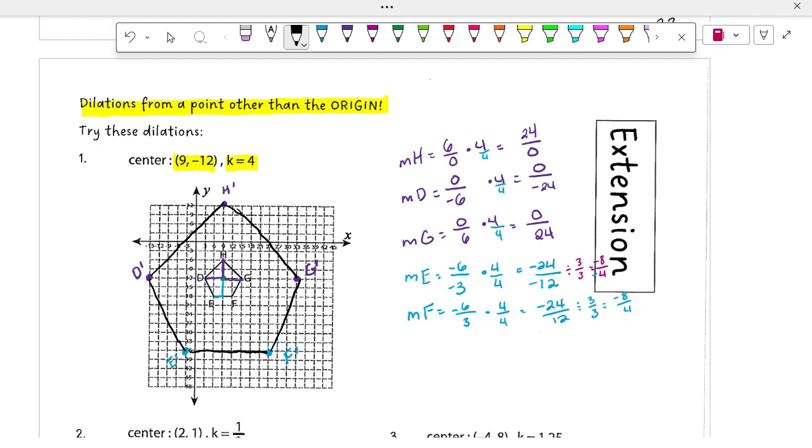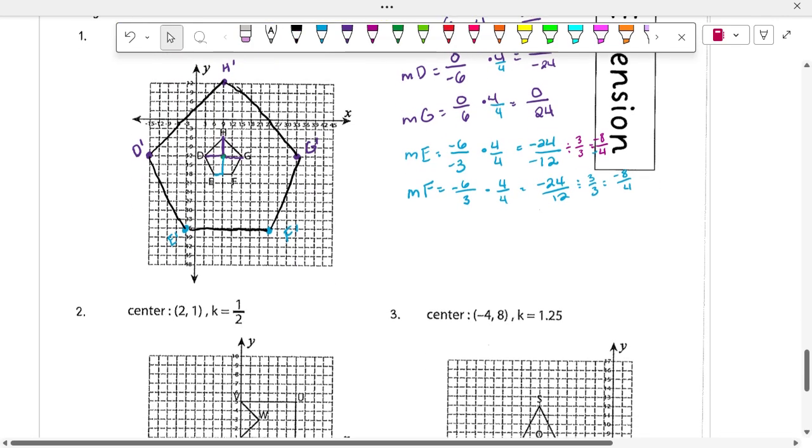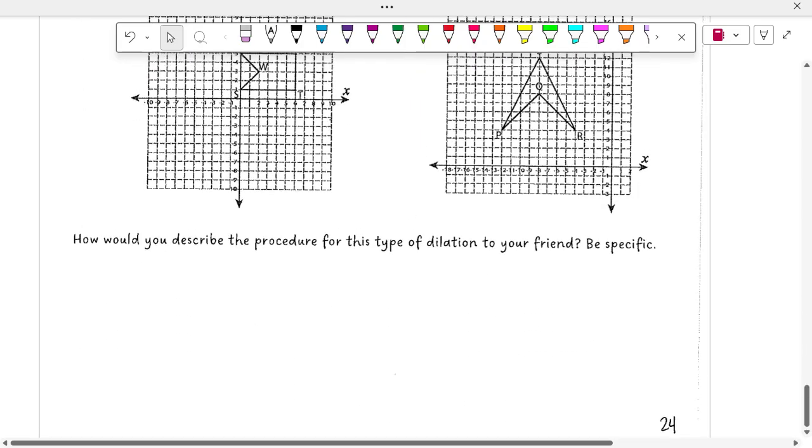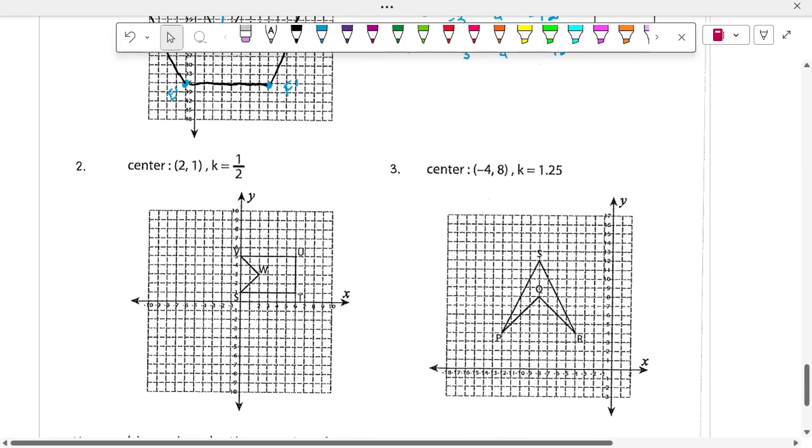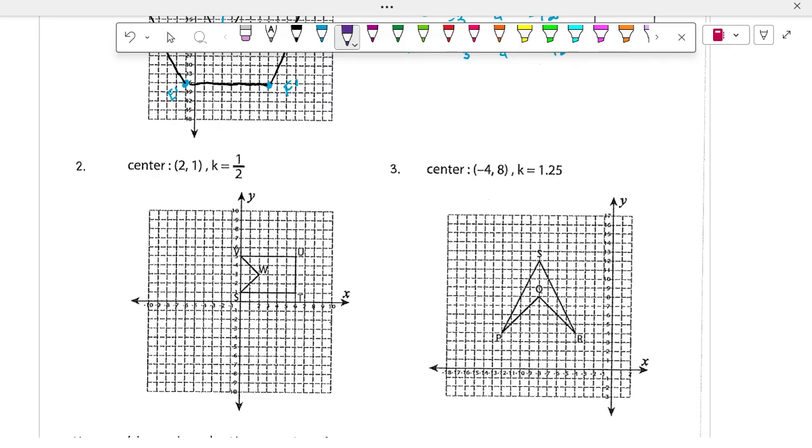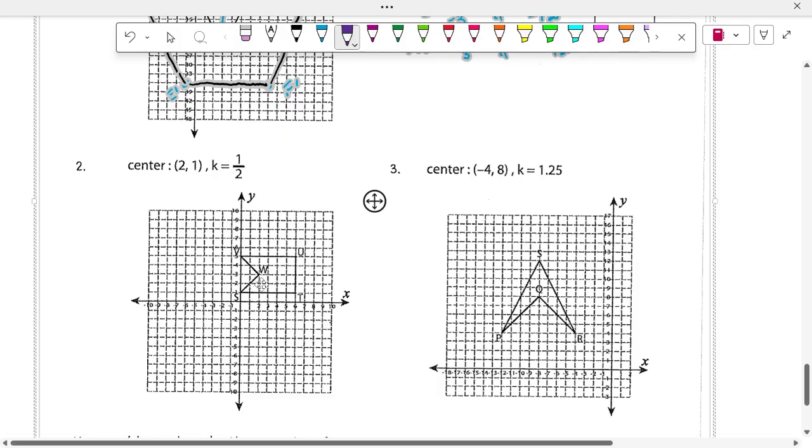Now, I know that was kind of confusing, so let's do another one. So let's look at number 2. So the center is 2, 1. So 2, 1 is right here. Nope, that's not 2, 1. This is 2, 1.